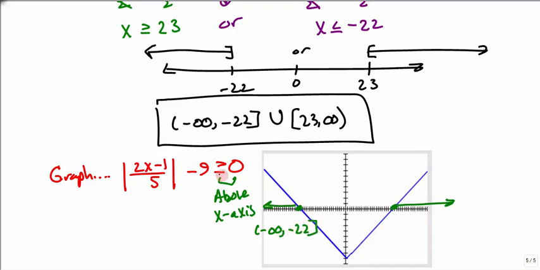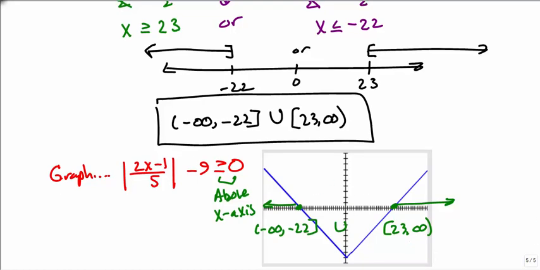It's bracketed because I have an equal sign. Union starts up again at 23 and heads off toward infinity. So again, absolute value doesn't just graph very nicely with an inequality, but you can determine what those values are from looking at the graph.